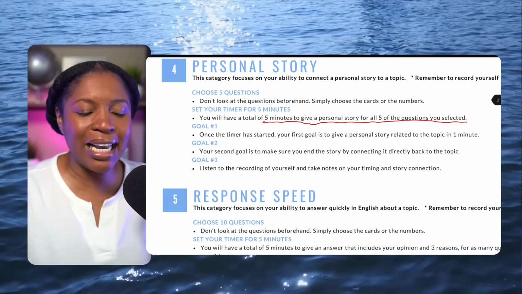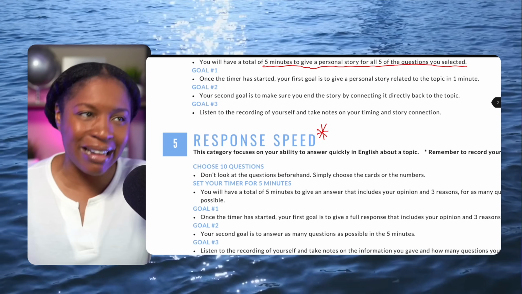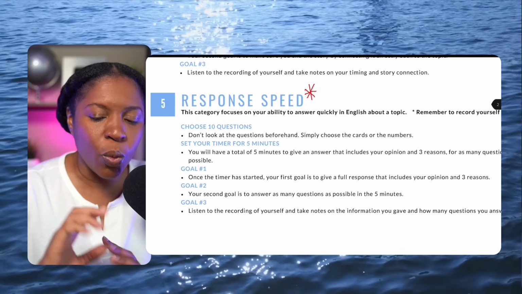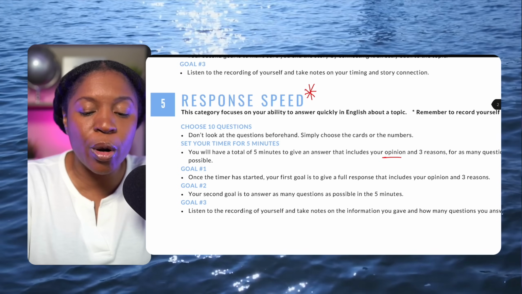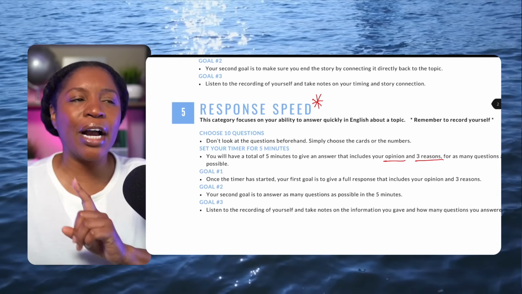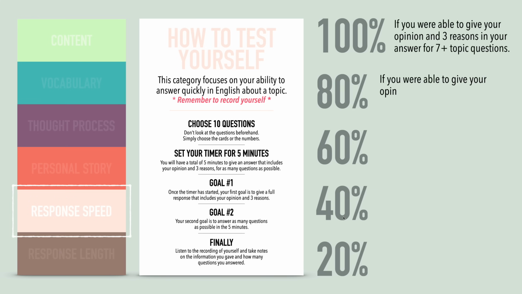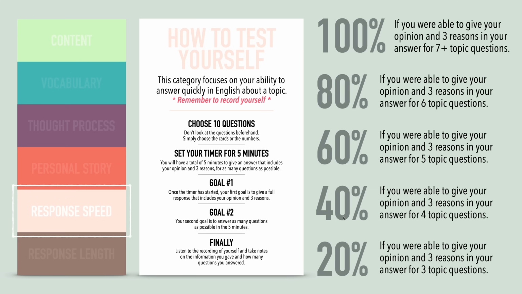Again, this is about your response speed for category number 5. So you want to see how many you can answer by giving your opinion and 3 reasons. Your goal for this one right here is to give a full response that includes your opinion and 3 reasons. And your goal is to get as many answered as possible in that 5-minute period. Now, if you're able to do this for 7 or more questions, you'll get a 100%.